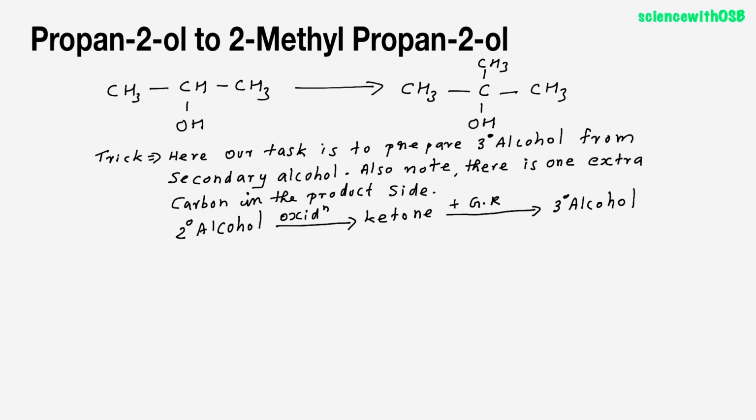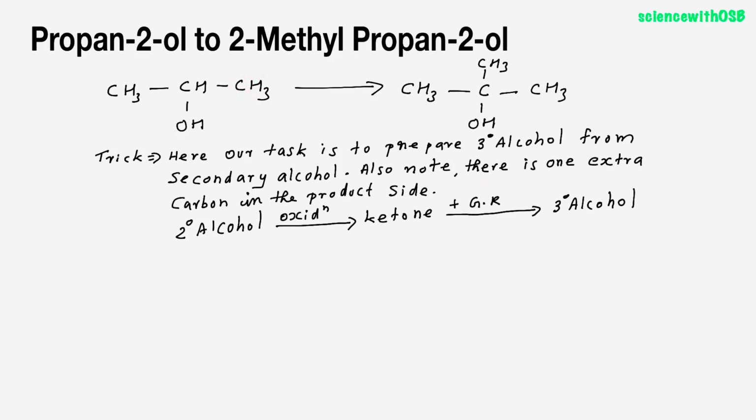Before starting the conversion, make a strategy to follow. See here, what is the strategy? Here our task is to prepare a tertiary alcohol from a secondary alcohol. Hope you understand what a tertiary alcohol and a secondary alcohol are. Tertiary alcohol means the OH is connected to a carbon that is further connected to how many carbons? 1, 2, 3. So tertiary. Here the OH is connected to a carbon that is further connected to 2 carbons. So secondary. Hope you understand the meaning of secondary and tertiary.